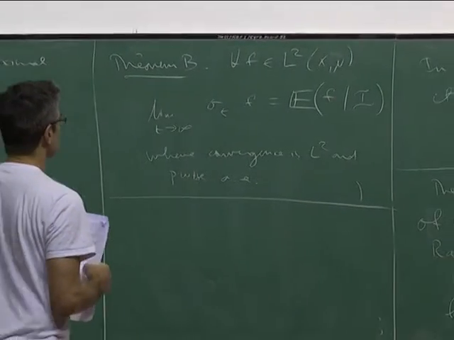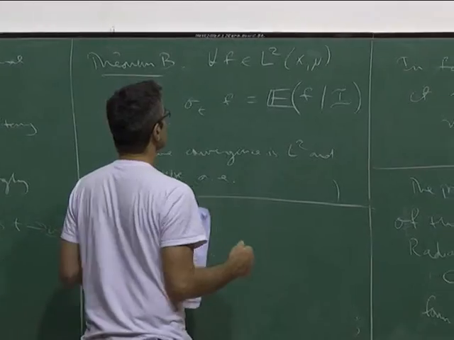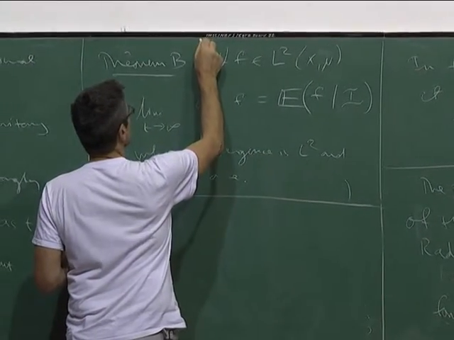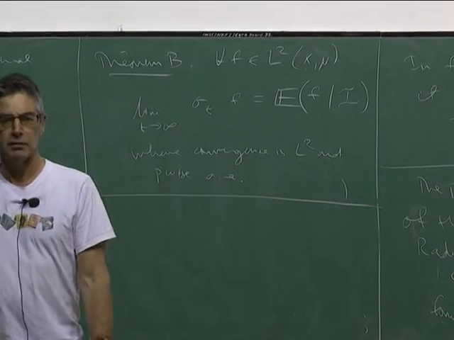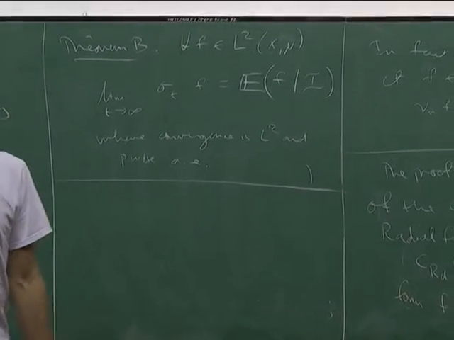G is acting on X. So X, B, mu is a measure space, and then you have an action of the semi-simple group on the measure space.